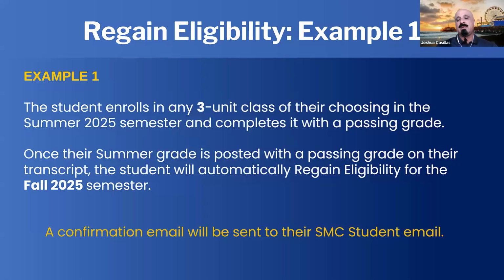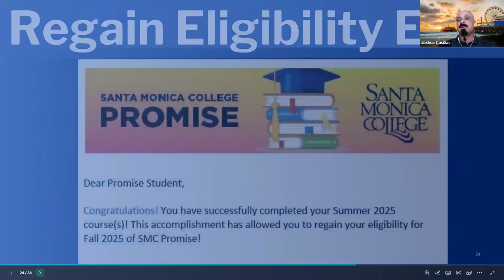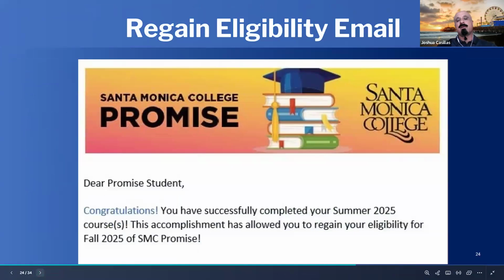If you have a CCPG fee waiver, that will at least pay for your enrollment fees or class fees. Once you meet this, in this example, a confirmation email will be sent to the student's SMC email. This is what it will look like. If you regain eligibility, you'll get an automatic email saying, hey, congratulations, you successfully completed your summer 2025 courses. This has allowed you to regain eligibility for the future fall 2025 for the SMC Promise, right?